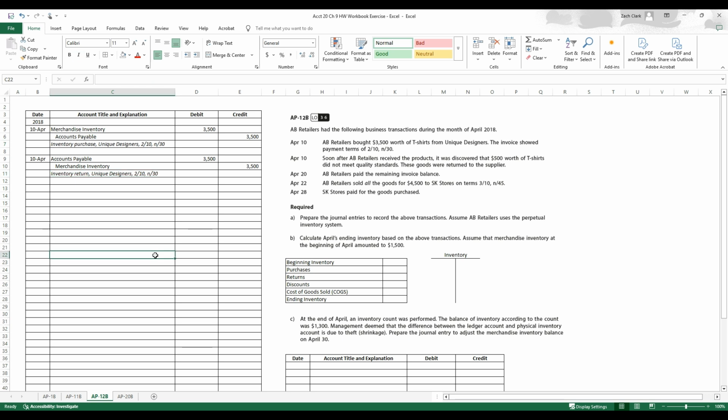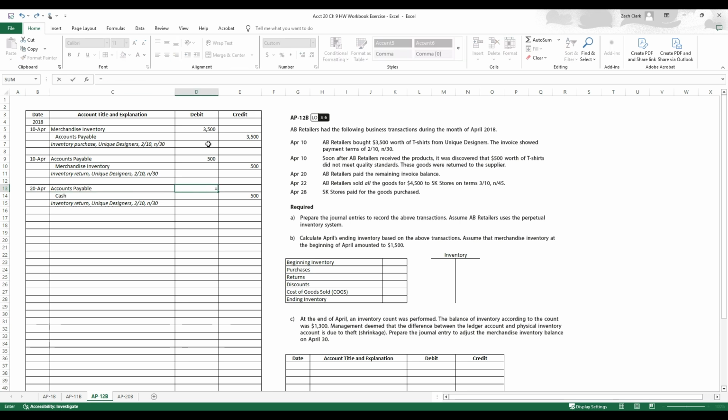We'll just leave the other information the same. I do like to italicize the explanations so they look a little different. But this was $500 worth. So AP went down by 500, and inventory went down by 500 as well. Okay, on the 20th, we paid the remaining invoice balance. So 420, we are paying cash, so our cash is going to go down, and we're paying off our accounts payable. Pretty basic accounting concept there.